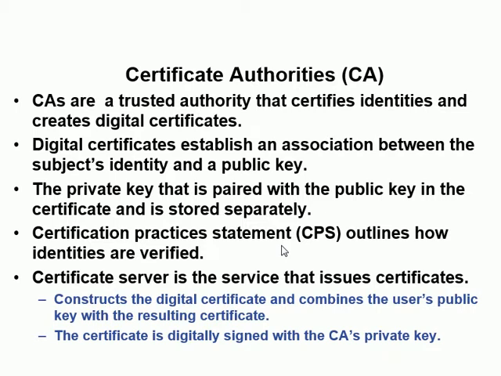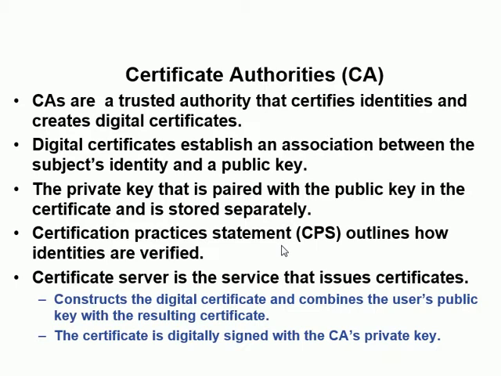So how does a certificate work? Well, CAs are basically a trusted authority that certifies identities and creates these digital certificates. You can think of the CA as sort of like the DMV. They're issuing the driver's license. Digital certificates establish an association between the subject's identity and a public key. The private key that is paired with the public key in the certificate is stored separately.